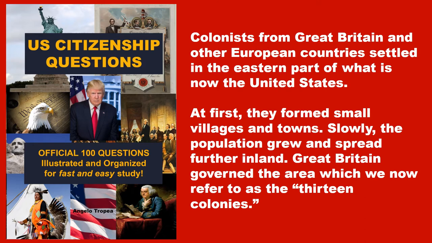Colonists from Great Britain and other European countries settled in the eastern part of what is now the United States. At first, they formed small villages and towns. Slowly, the population grew and spread further inland. Great Britain governed the area which we now refer to as the 13 colonies.